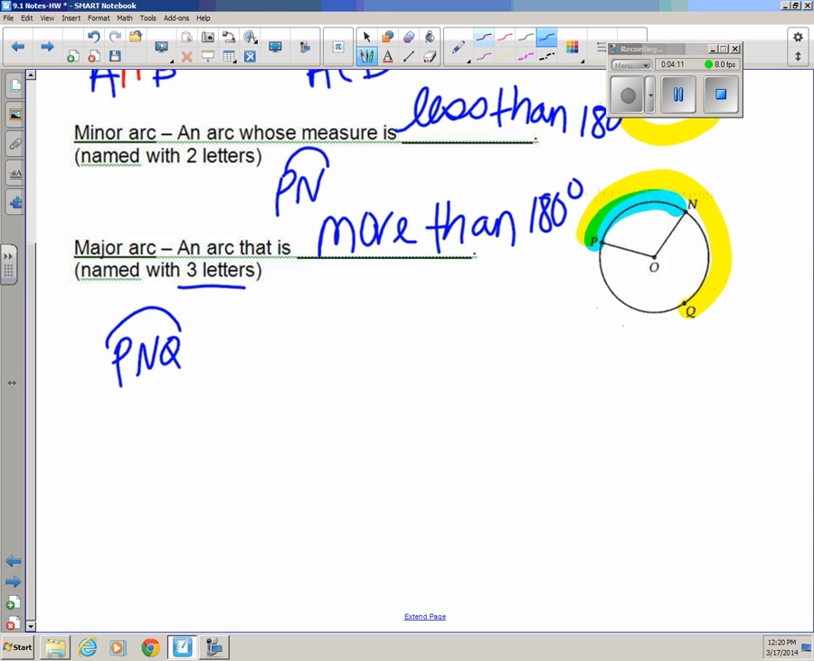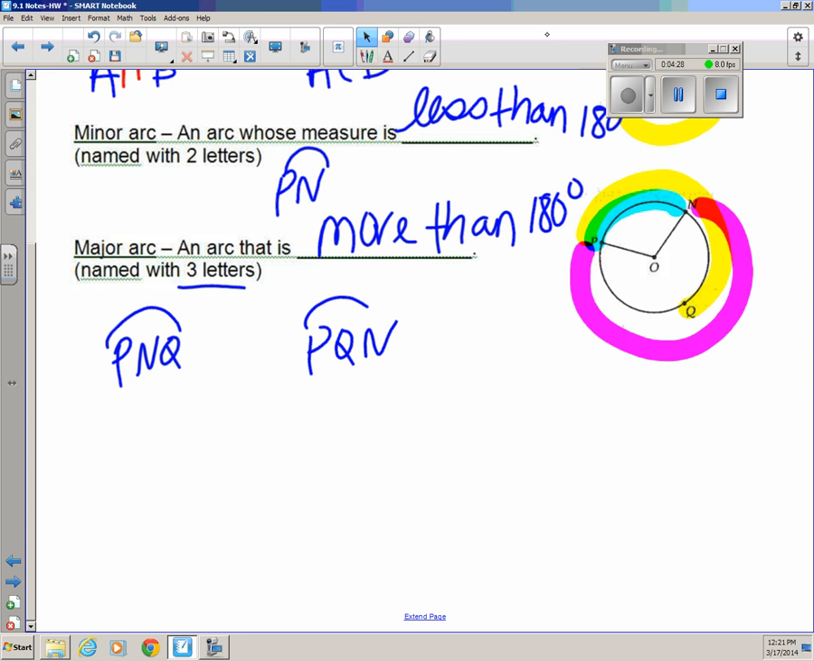Okay? So if you wanted to use those same letters, but maybe you wanted to go in a different direction, how about something like this? We could have arc PQN be a totally different arc. So arc PQN is another major arc.